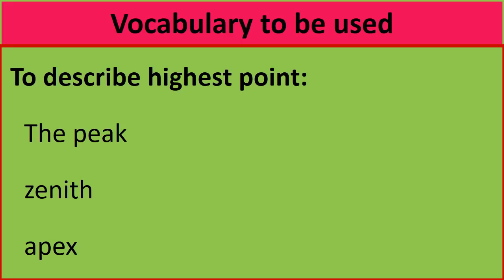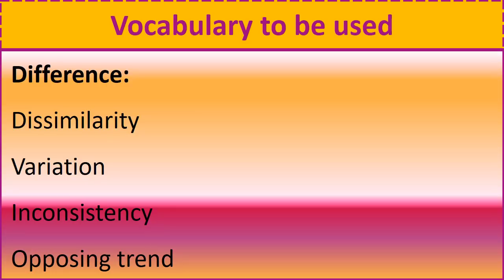Now students, in your graph, usually there is one highest point. So for that, we can write peak, zenith, or apex. And if you want to show difference, for that, you can use words like dissimilarity, variation, inconsistency, or opposing trends.